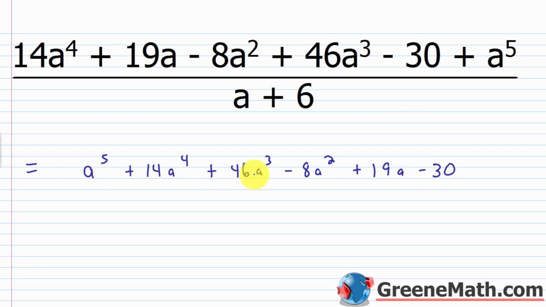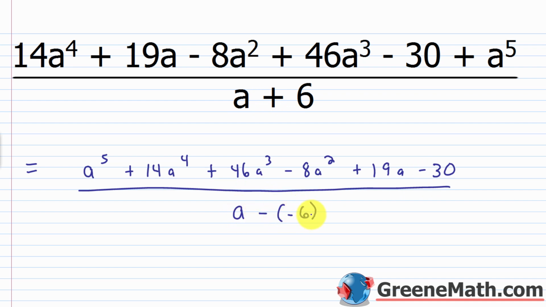So I'm not missing any powers for a. I've got fifth power, fourth, third, second, and first. So I'm good there, and it flows correctly, so it's in standard form. Then this is over a plus 6. Now, what I'm going to do is write this as a minus a negative 6.